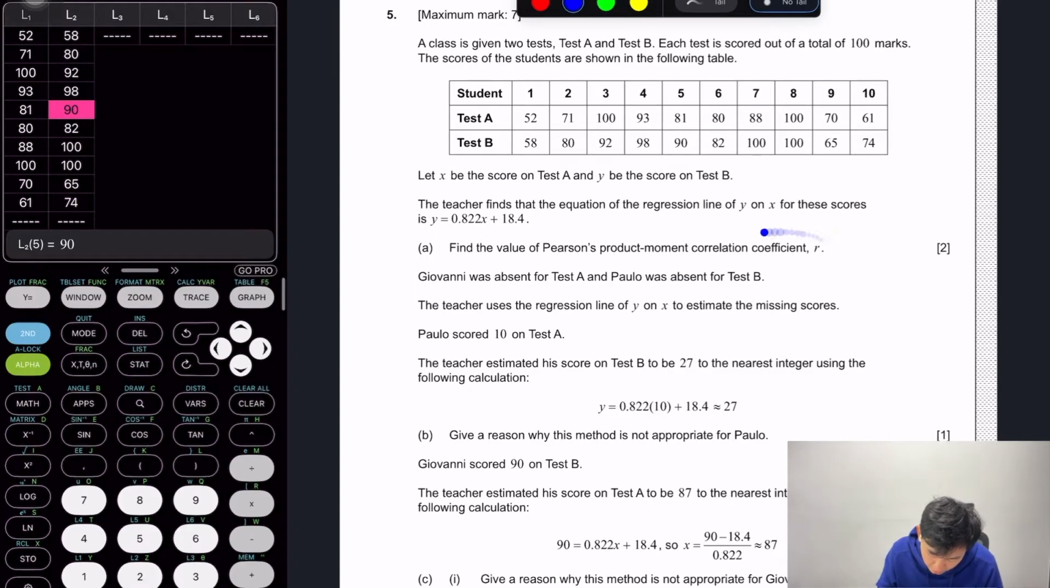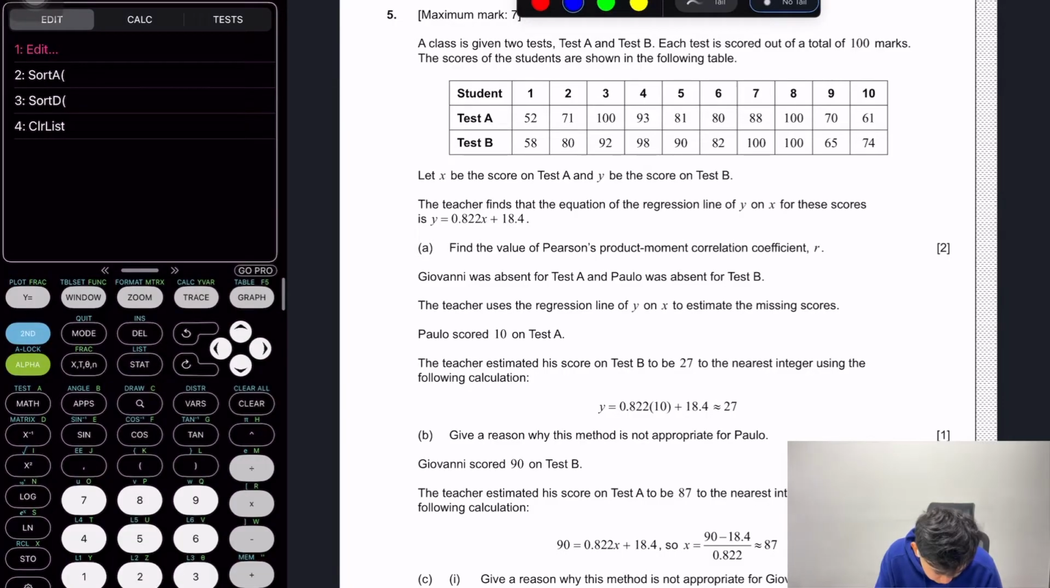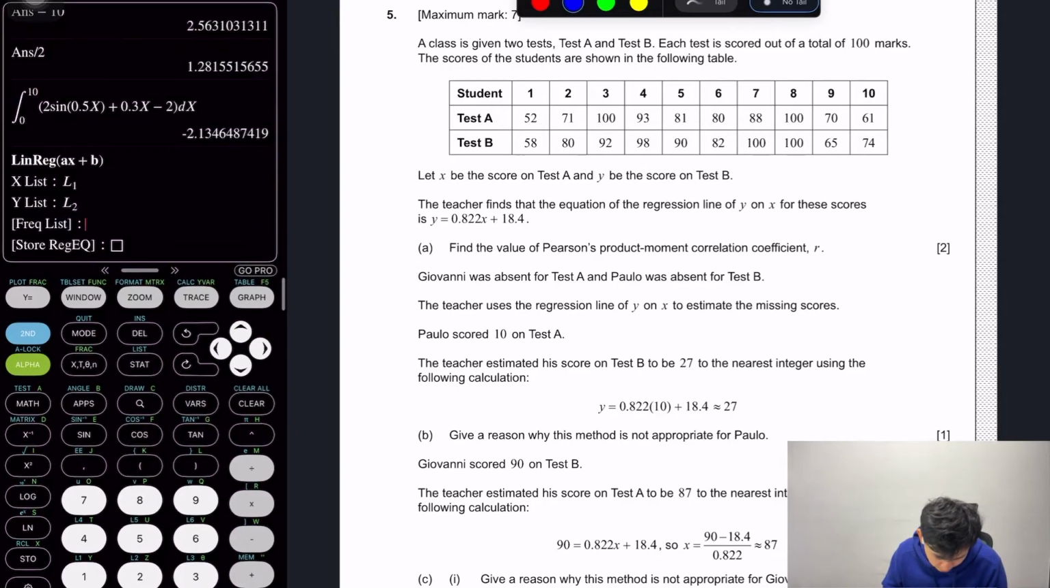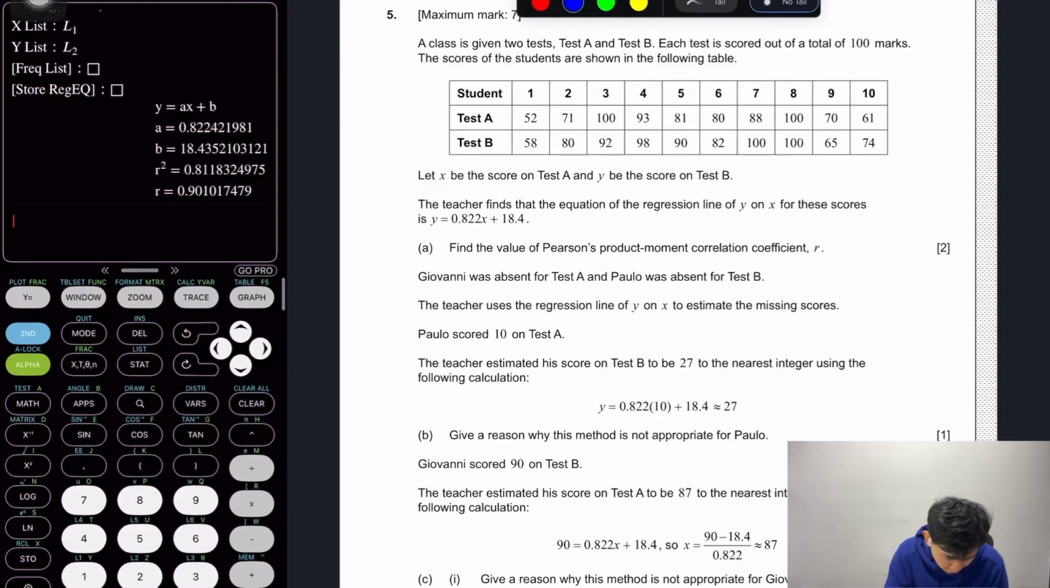So we have to find the correlation coefficient, right? So we keep on pressing statistics and then move to the right-hand side, calculate, going down to LinReg, which is linear regression. Not just the slope and the y-intercept, it will also give you how well they fit to each other. So you press enter, and then press another enter. Frequency list and storage, RegEQ, you don't have to input anything. You see the R there, it's 0.901, and that's your answer.